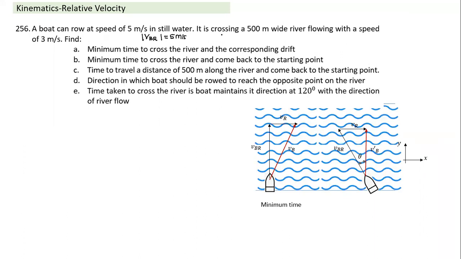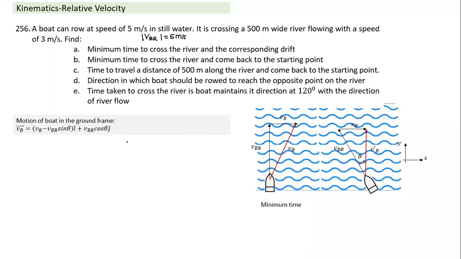Similar statement here. It is crossing a 500 meter wide river, flowing with the speed of 3 meters per second. What is the minimum time to cross the river and the corresponding drift? What is the minimum time to cross? When is the crossing time minimum? When VBR is along y direction. This is the minimum time figure. This is how the three vectors are for crossing in the minimum time. If you understand these three vectors, the rest is pretty simple.